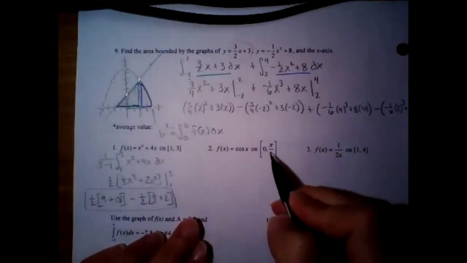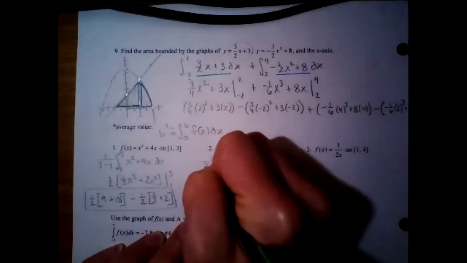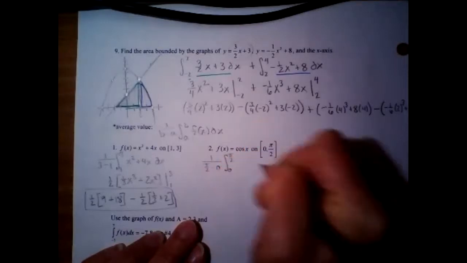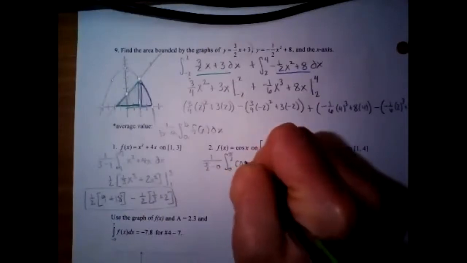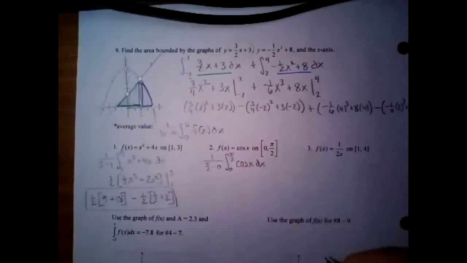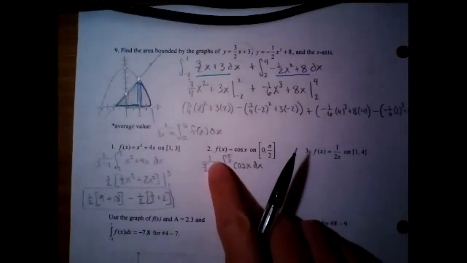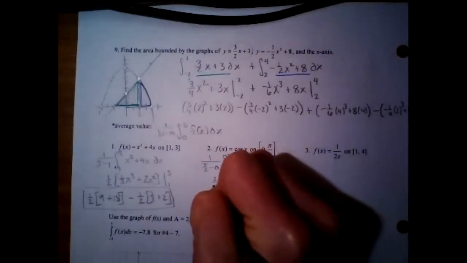All right, so for this one, same thing. It's going to be 1 over pi over 2 minus 0. Integral 0 to pi over 2. Again, I just like making sure that those match. And then cosine of x dx. So out front, you have 1 over pi over 2. When you divide by a fraction, that's the same as multiplying by the reciprocal. So I'm going to just flip that over. So out front, we're going to have 2 over pi.